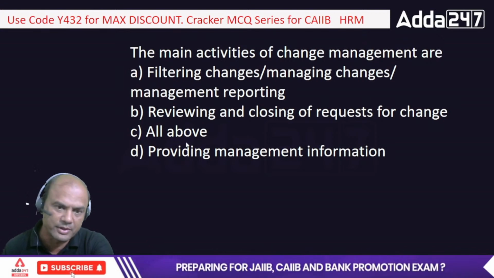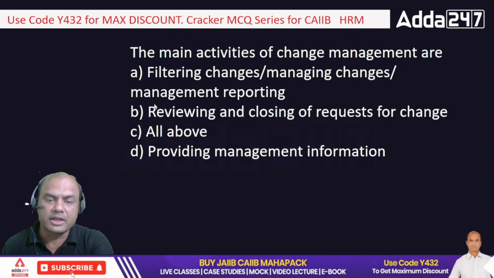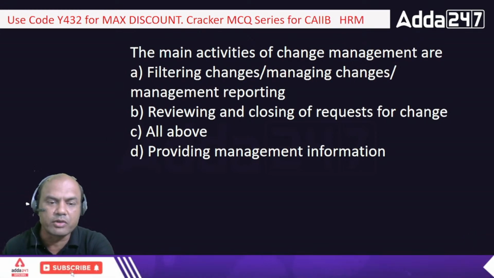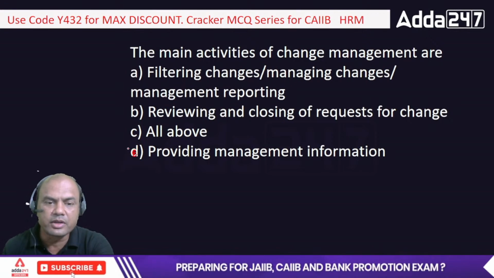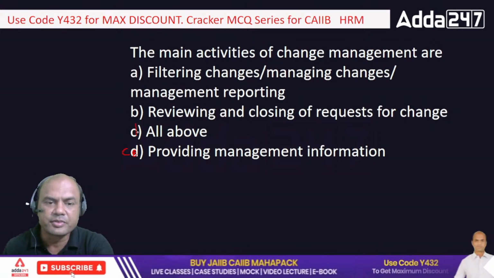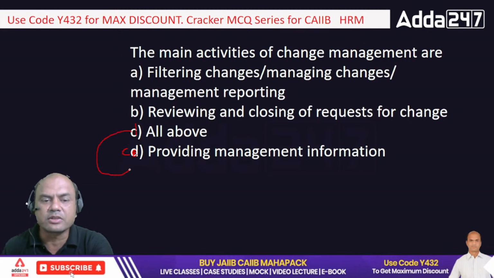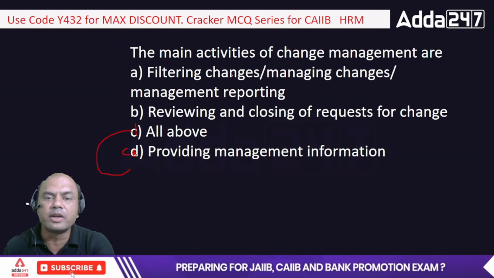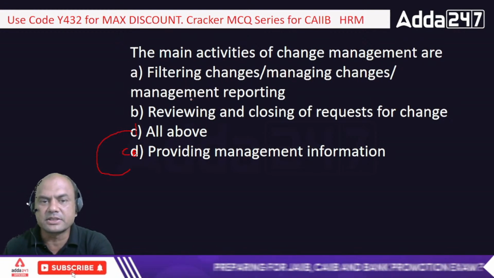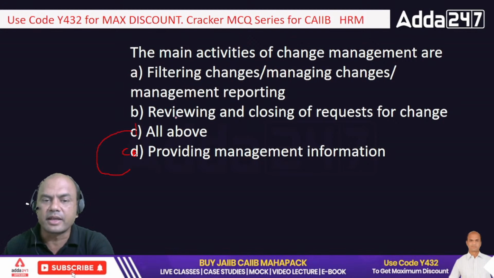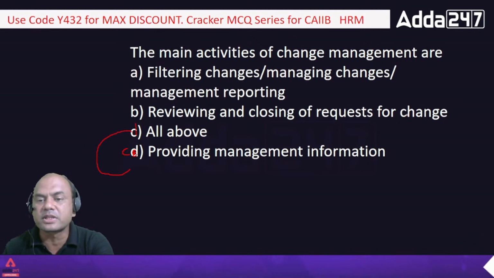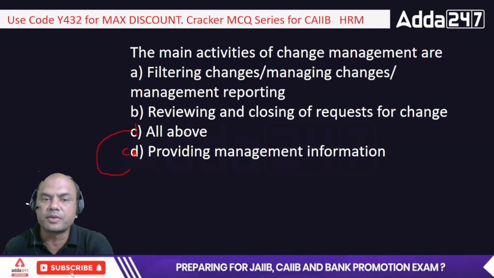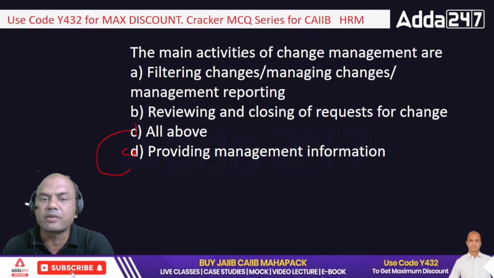Management information. Okay, so what do you think? See here, what we'll do is we'll change this sequence a bit. Make this as C and this as D, and then we'll bring all of the above here, because we can change it anytime. So A is filtering changes, managing changes, and management reporting. Second is reviewing and closing the request for change, third is providing management information, and fourth is all of the above. So what are the main activities in this?